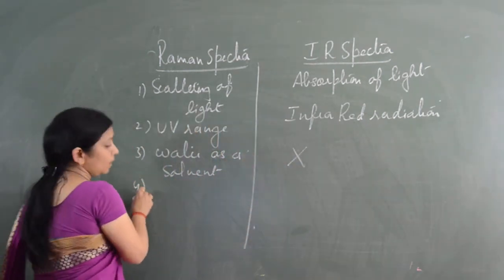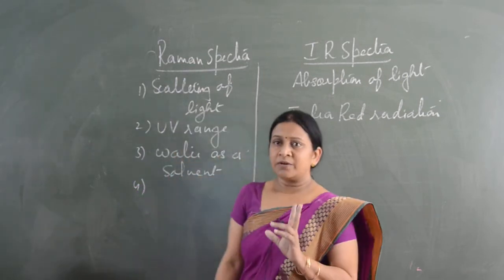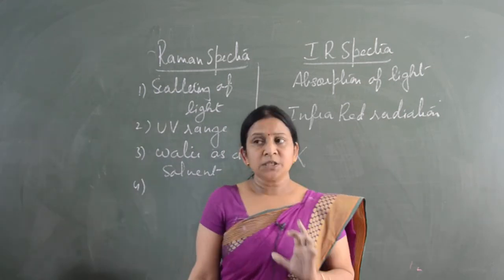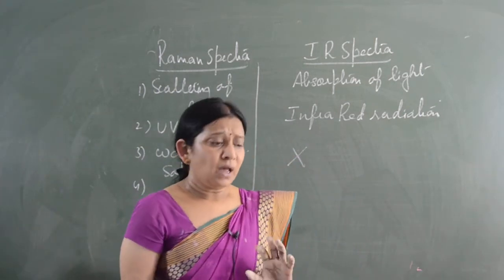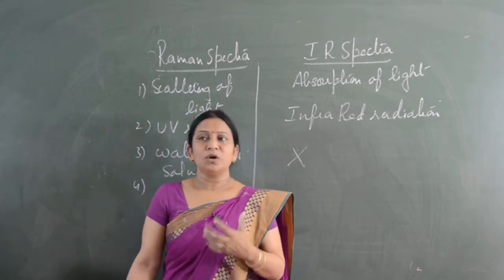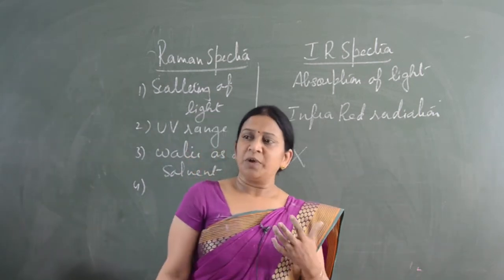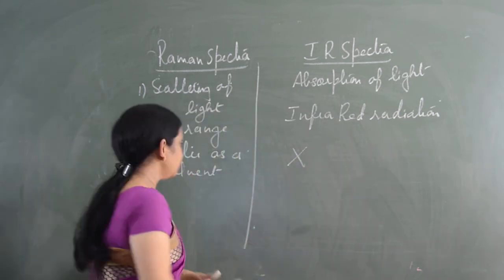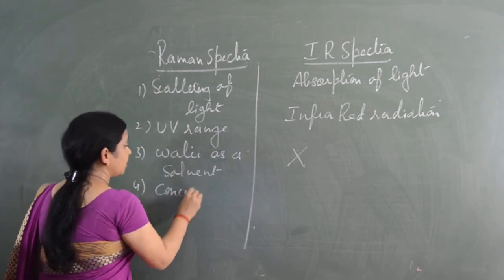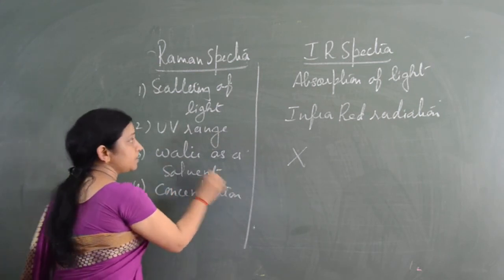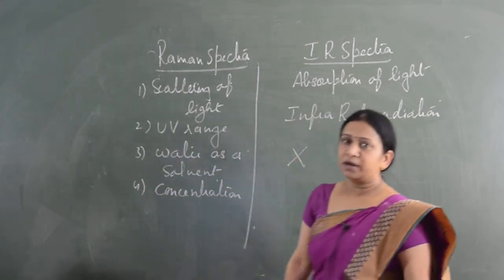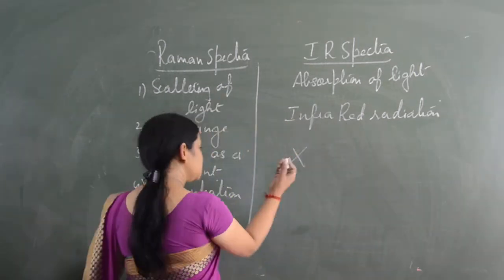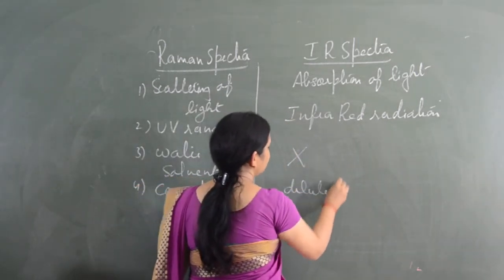Then I told you that Raman scattering is of two types, strokes and anti-stroke lines. And the intensity of anti-stroke lines is very weak. And in general also Raman spectra is not very strong. So to carry out Raman spectra, we require concentrated solutions. Raman spectra cannot be carried out in dilute solution. So the solutions which we require here are concentrated solutions. This spectra cannot be carried out in dilute solutions, whereas the IR spectra can be carried out in dilute solutions.